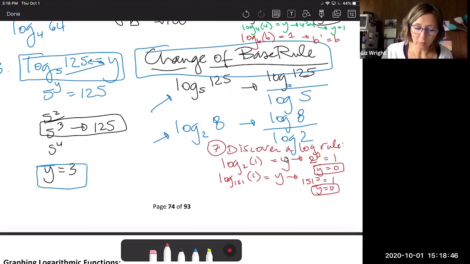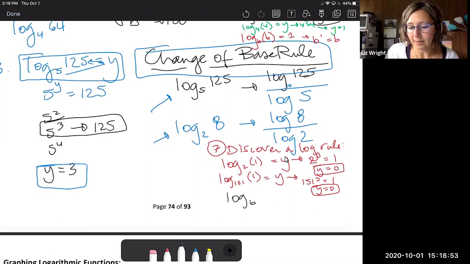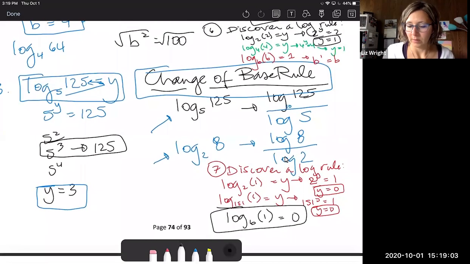So that means our rule here states that if we have log base b of 1, that is 100% of the time going to equal 0. So here's your rule for that scenario. And again, the reason why is because b to the 0 power is going to equal 1. And there's your other rule right there.